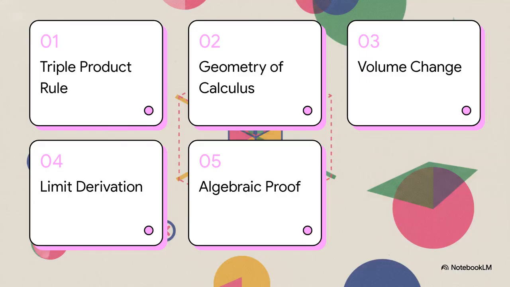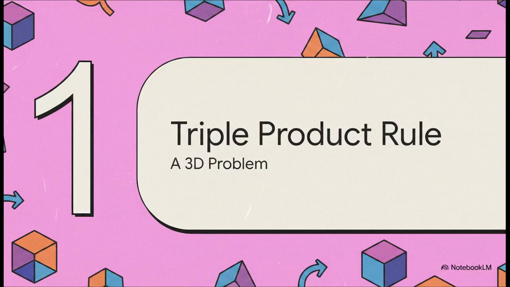Okay, to keep us on track, here's our roadmap for today. We'll start with the triple product rule, move into the geometry of calculus, then visualize the volume change, tackle the limit derivation, and finally wrap up with the algebraic justification. Let's jump right into section 1, the triple product rule, a three-dimensional problem.